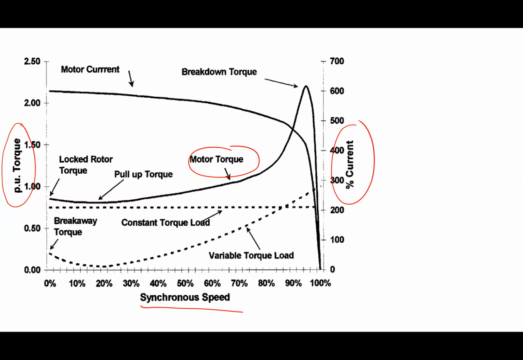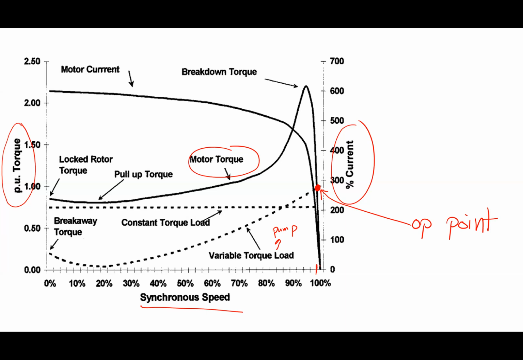If I look at this variable torque load, this would basically be a pump or a fan. That dashed line is the load torque. Where that dashed line and this curve intersect is where this guy operates. This point right here is my operating point. It's producing that much torque at whatever that speed is. Oftentimes that speed is just a couple of percent lower than his full speed.